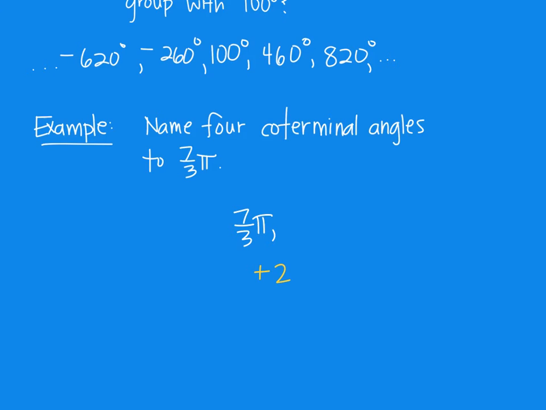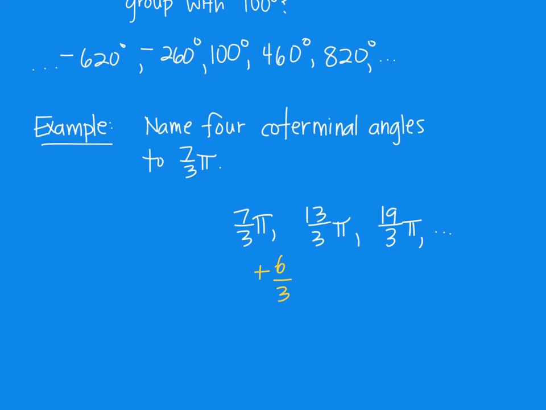And so instead of just adding 2, what would it be better to think of? 6/3. And so if I add 6/3, I'm going to get 13/3. And then I could add 6/3 again, and that would give me 19/3. And I could keep going, and I could come up with 4 coterminal angles. But let's not leave off the negatives. So we could go back.